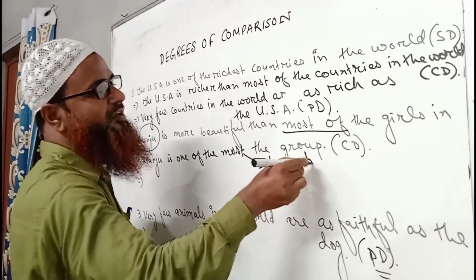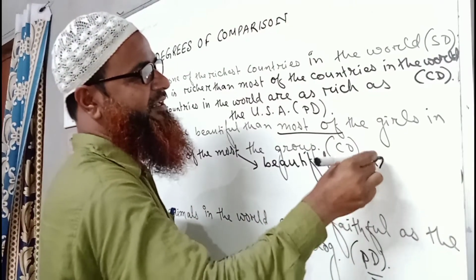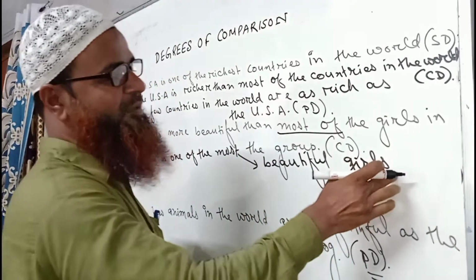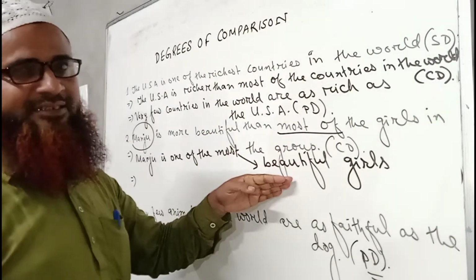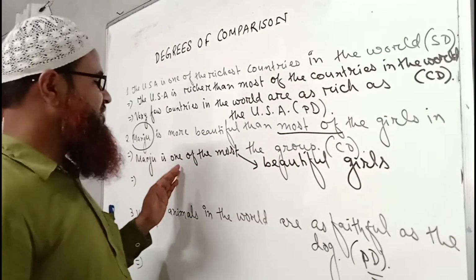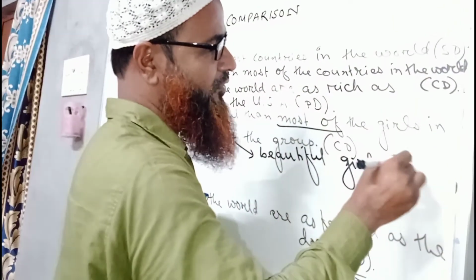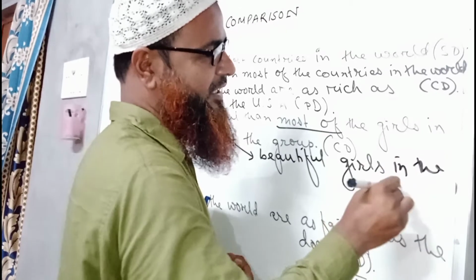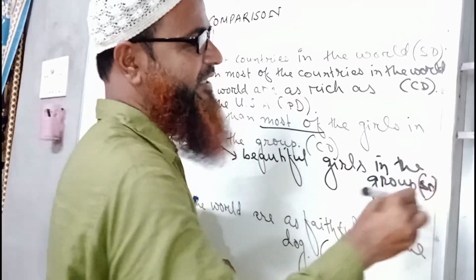beautiful girls. Okay, always remember here we must use the plural form of the noun, not the singular one like than any other. Okay, so Manju is one of the most beautiful girls in the group. Okay, in the group, this will be superlative degree.